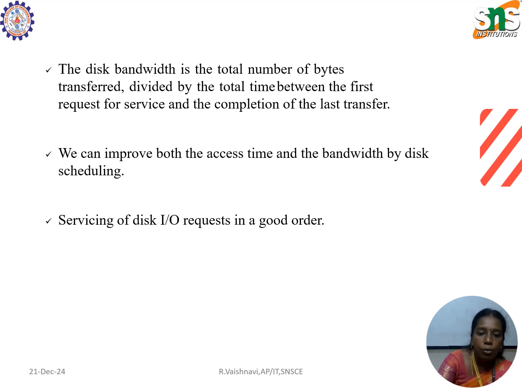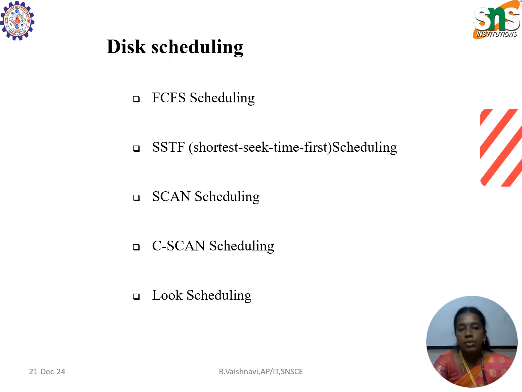We can improve both the access time and the bandwidth by disk scheduling, that is, servicing of the disk input output requests in some good order. Next one, disk scheduling. We have five types of disk scheduling. First one is FCFS, that is first come first serve scheduling. Second one is SSTF, that is shortest seek time first scheduling. Third one is SCAN scheduling. Fourth one is C-SCAN scheduling, and fifth one is LOOK scheduling.